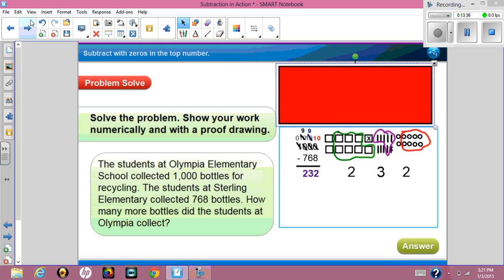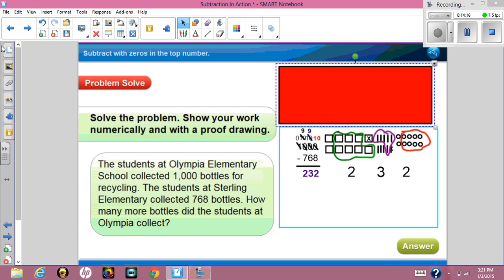Now let's look at one more problem. Now these are really fun because word problems become a real source of figuring out answers. So reading the instructions, it said solve the problem, show your work numerically and with a proof drawing. So we've got both here. It says the students at Olympia Elementary School collected 1,000 bottles for recycling. The students at Sterling Elementary collected 768 bottles. How many more bottles did the students at Olympia collect?